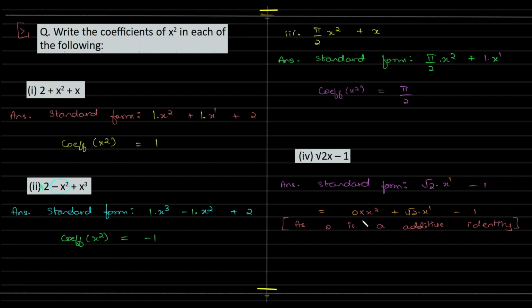Now can you see the expression x square? There's a term with x square, right? So what is the coefficient? The coefficient of x square is 0. And that is your answer. So you can pause and have a look. Learn the art of writing things in standard form. Don't get confused over here.